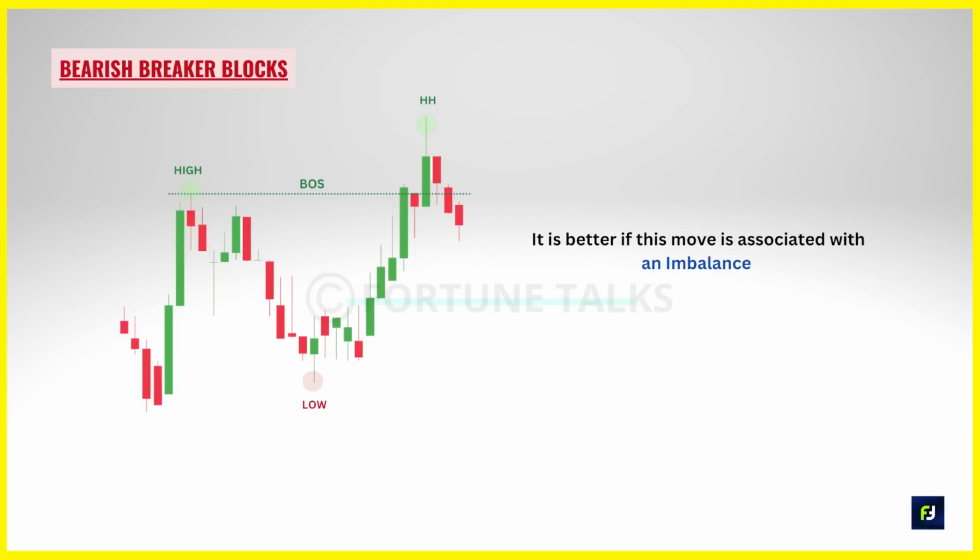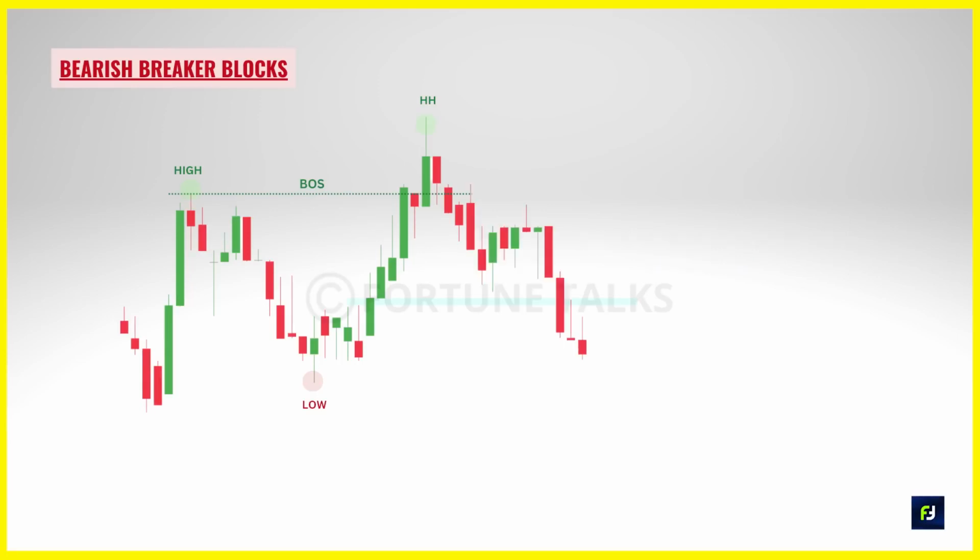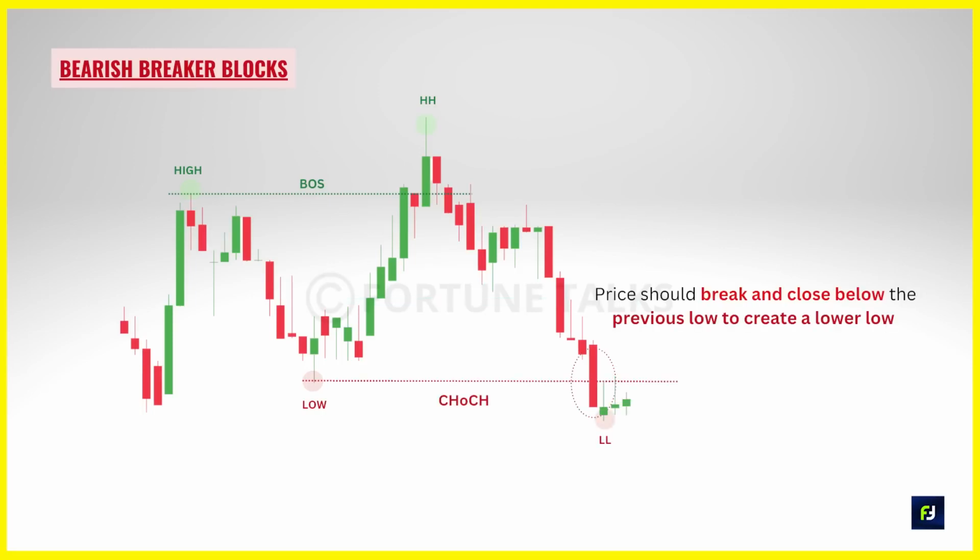It should just sweep the liquidity available above the previous high. But if this move is associated with an inefficiency, then it would be even better. This would mean that more participants would expect the price to come back lower to fill the imbalance, and these players will look to go long from these discounted valuations. Once the higher high is formed, the price should move lower and break below the previous low to create a lower low. But here, it is recommended that we wait for the price to actually break and close below the previous low. So essentially, there is a break of a high and a low.